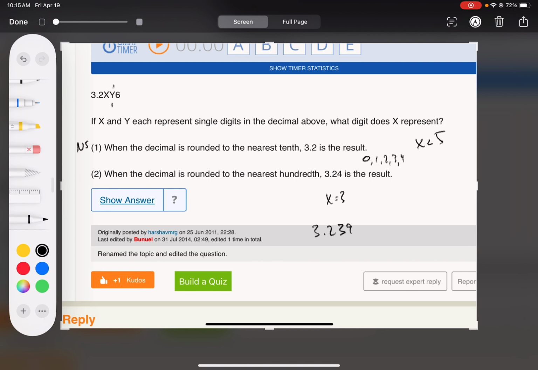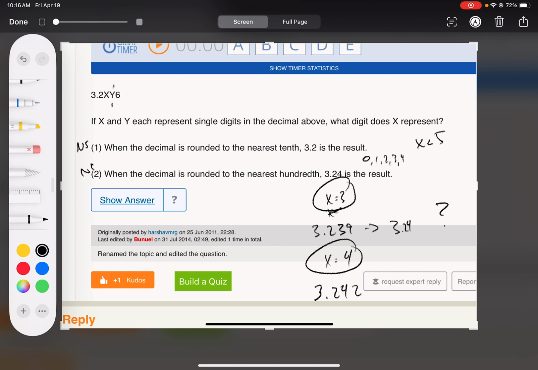Like it could be 3.239, which rounds up to 3.24. This turns that hundredths digit into a 4. But it could be that x is already 4, so 3.24, and then y is something less than 5, like 2 or something like that. So from this one, x can be 3 or x can be 4, so we don't know. That's not sufficient.